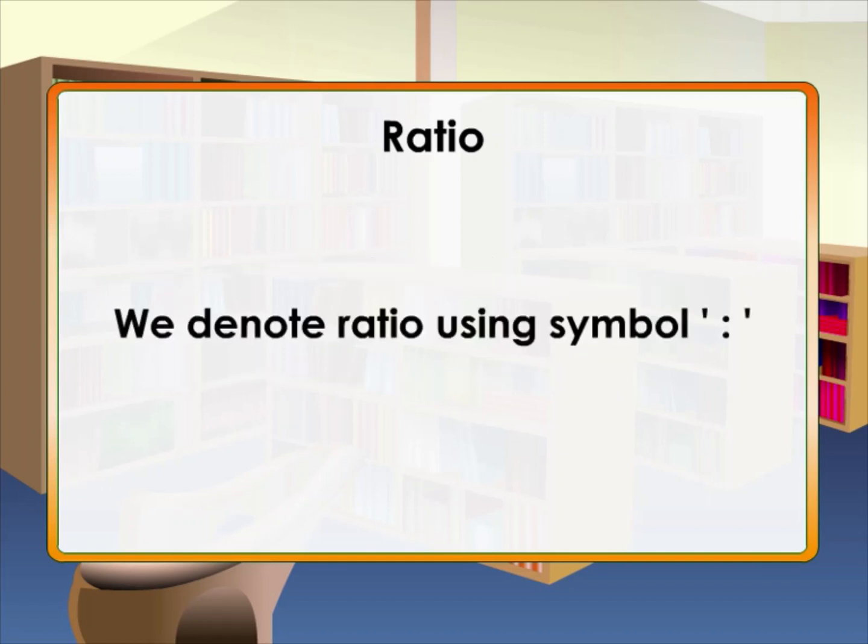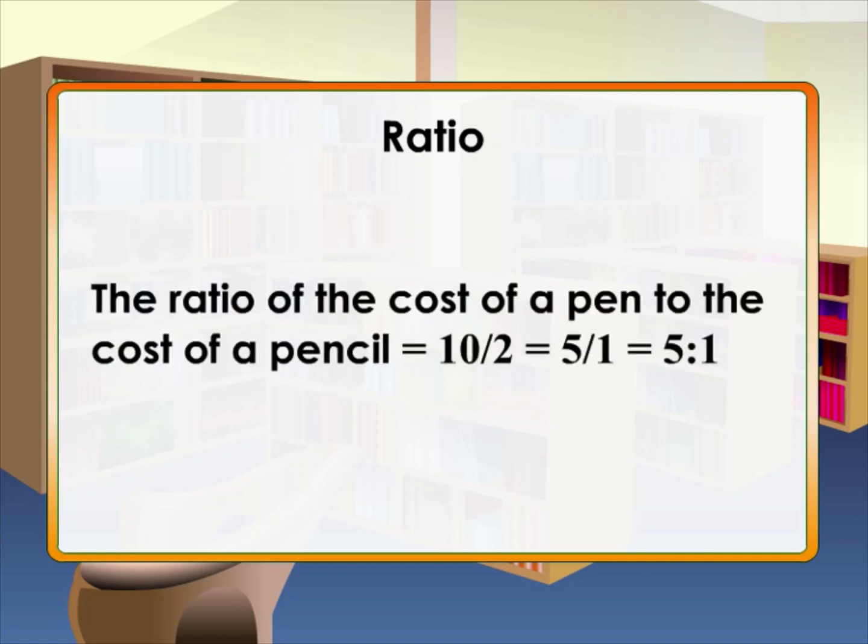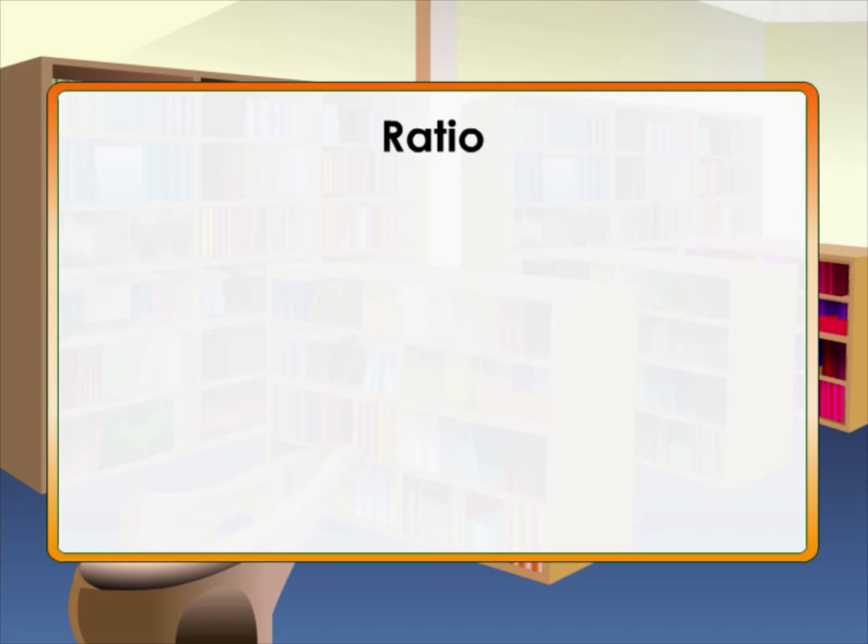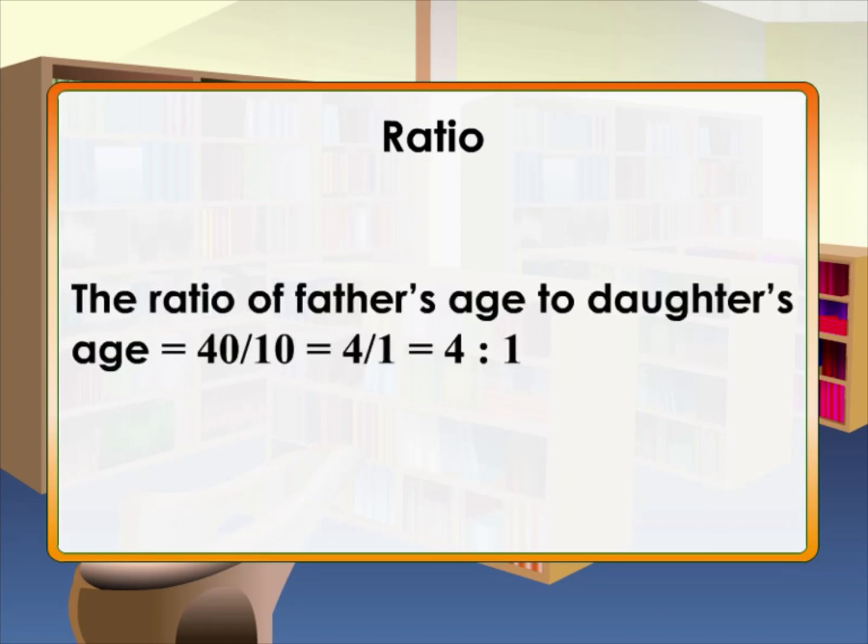We denote ratio using the symbol colon. We call it "is to". The ratio of the cost of a pen to the cost of a pencil is equal to 10 divided by 2, which is equal to 5 by 1. This can be written as 5:1. The ratio of father's age to daughter's age is equal to 40 divided by 10, which is equal to 4 by 1, which is equal to 4:1.